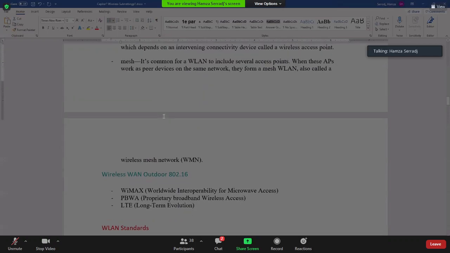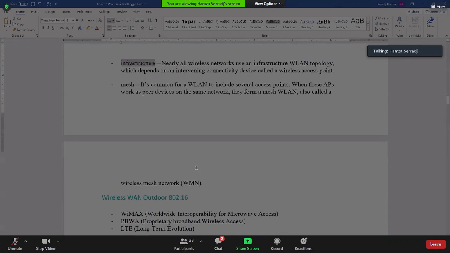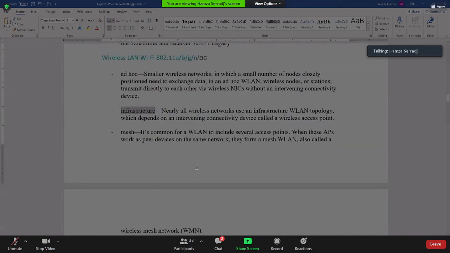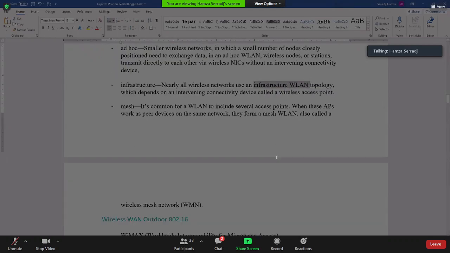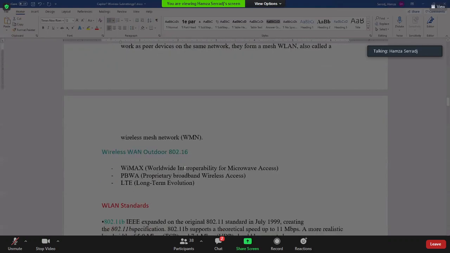What we call a wireless mesh network, WMN, right? The ad hoc one you can find written as ad hoc, with three notations. The infrastructure is WLAN, or wireless LAN, wireless local area network. When you have a mesh, it's a WMN, for wireless mesh network.